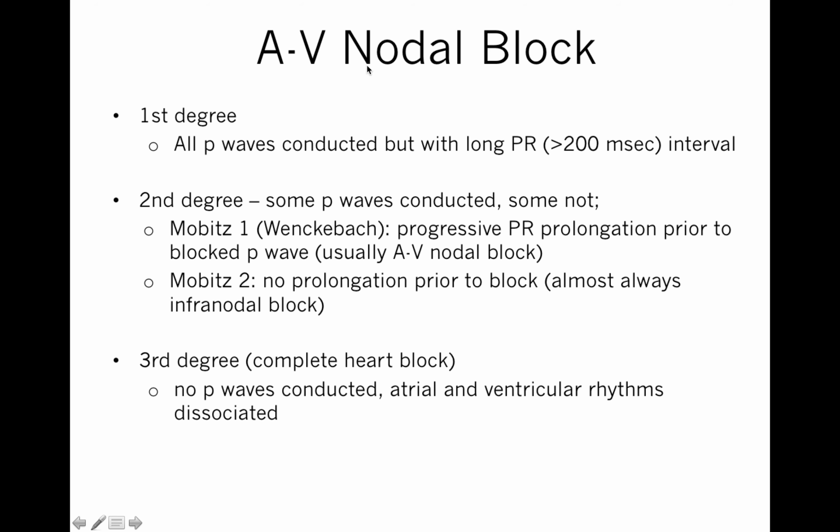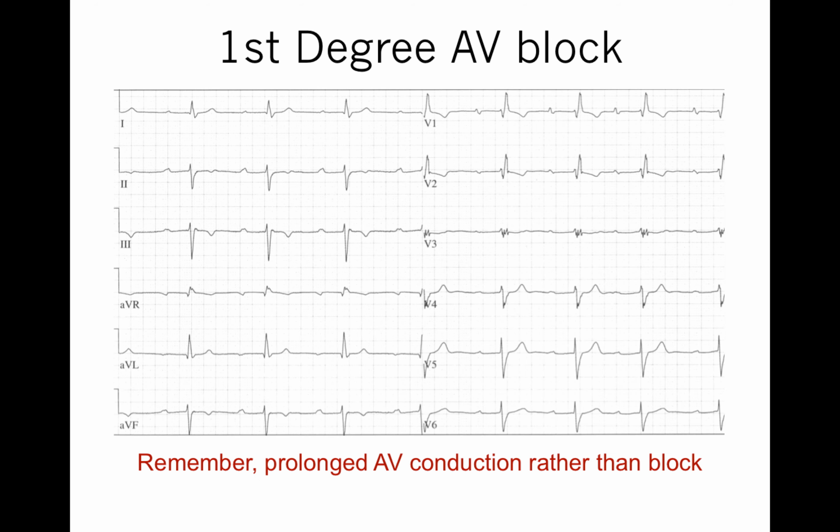So in first degree, all of the P waves conduct. In second degree, some of them conduct. In third degree, none of them conduct. So let's look at first degree AV block first. So this is an example of first degree AV block. Here we have a sinus P wave. So there's a P wave that's positive in 1 and 2. There's a very prolonged PR interval, more than one large square, so more than 200 milliseconds, and then there is a QRS complex. So this is a prolonged PR interval leading to what we call first degree AV block.